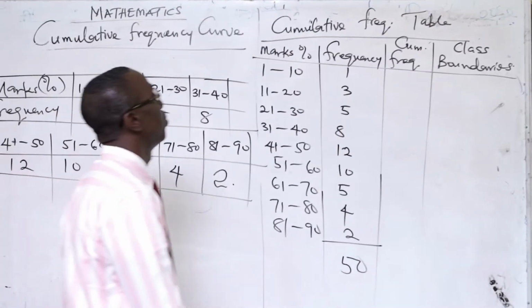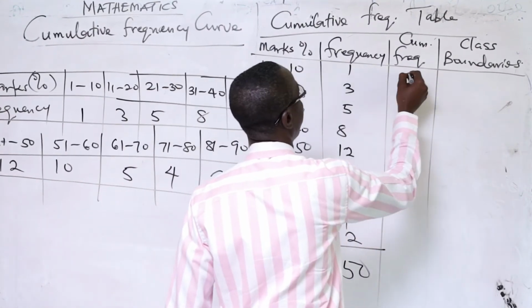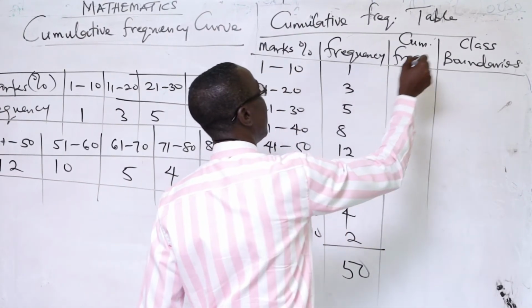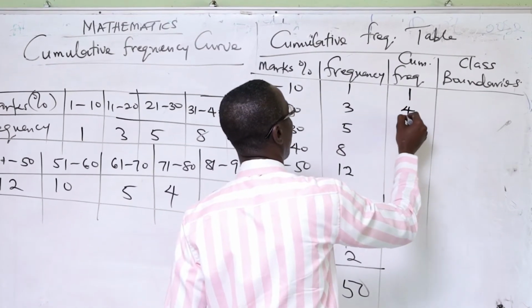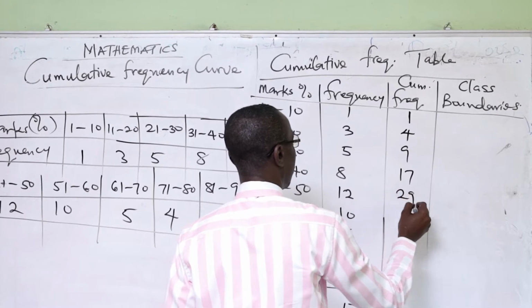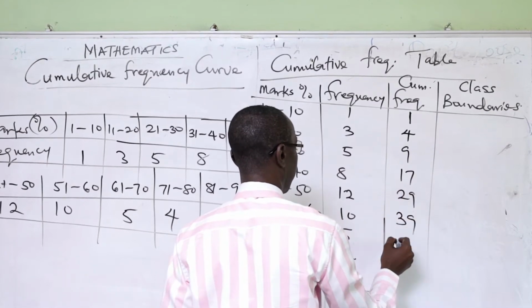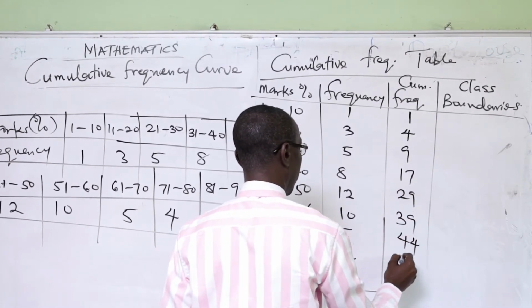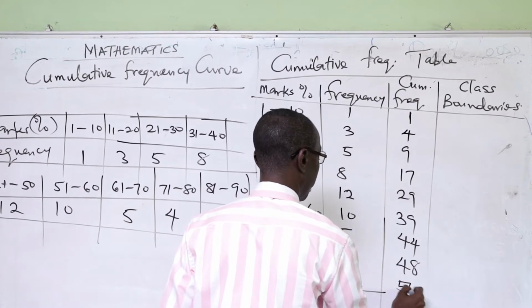Cumulative frequency. How do we get cumulative frequency? You repeat the first one and you add it diagonally. 4, 9, 17, 29, 39, 44, 48, 50.